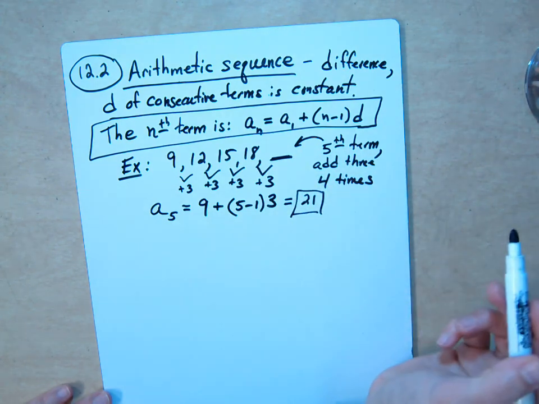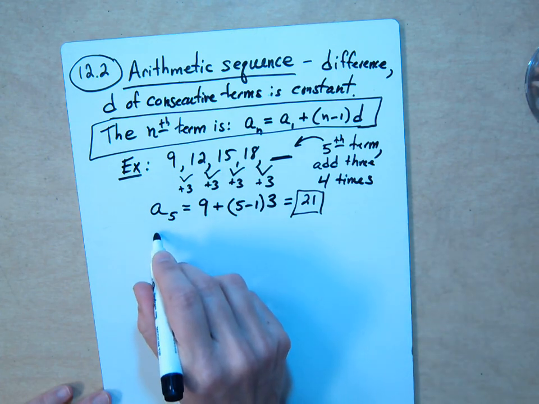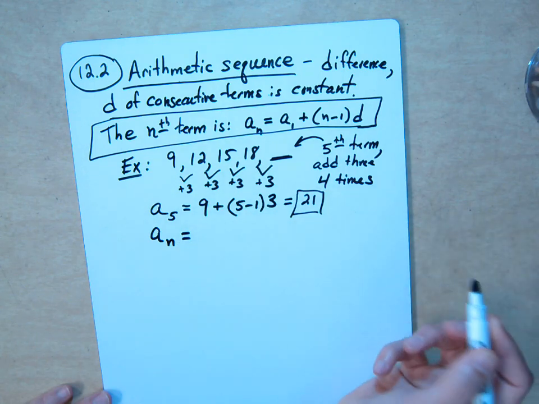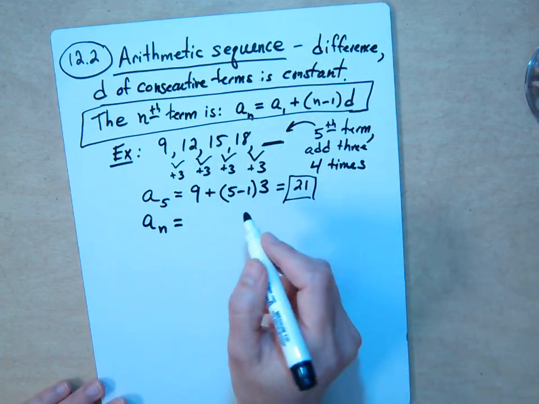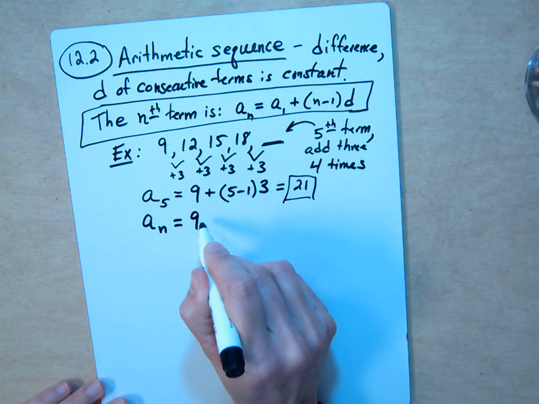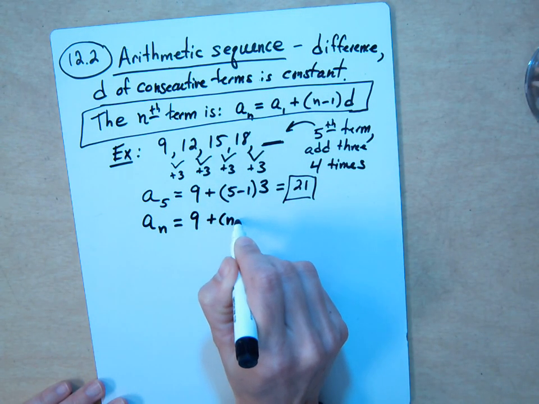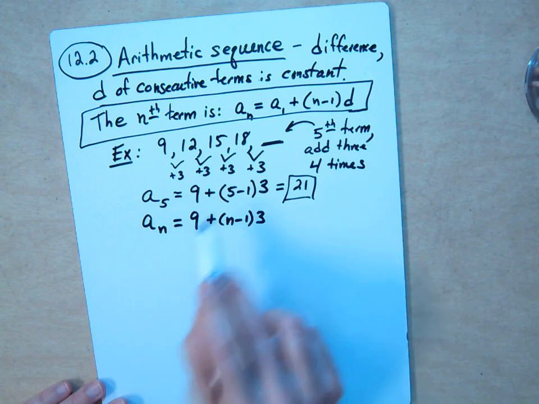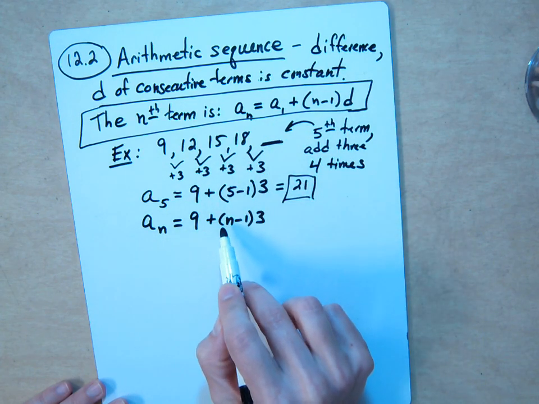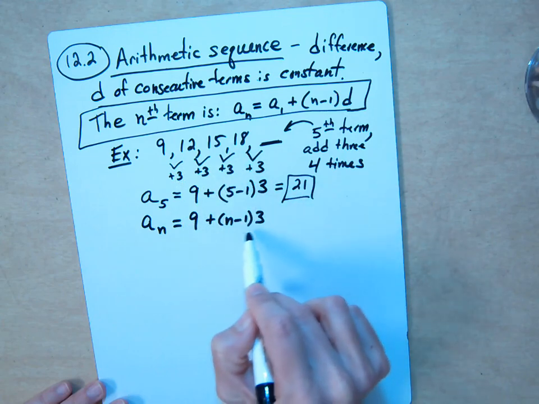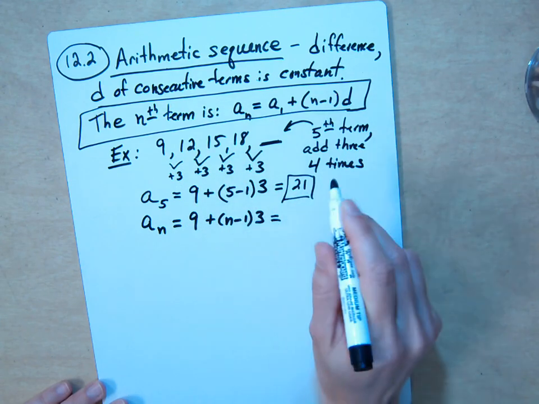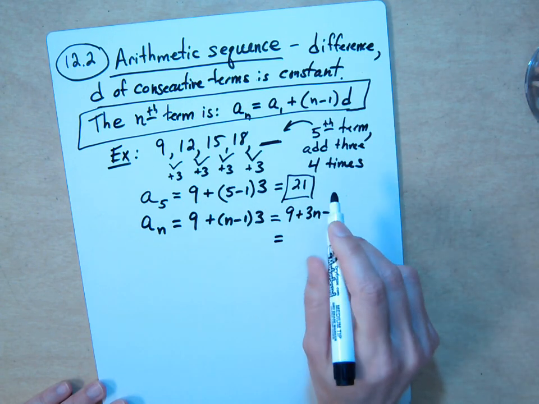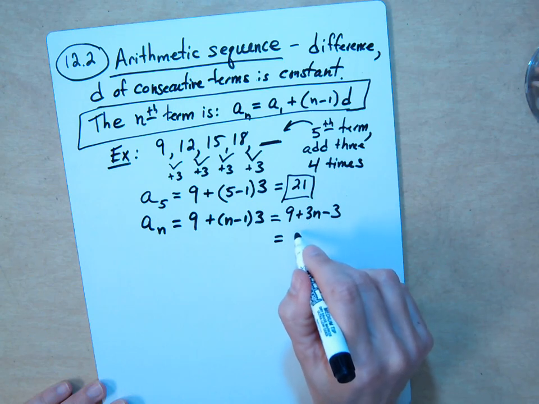Yes, that works. And better yet, if you want to find the formula, you can go like this. A sub n equals the first term, 9, plus n minus 1 times 3. You could use this technique on the quiz today if you like it. If you know the first term and you know the difference, you can do this, and watch what will happen. If I simplify this, I get 9 plus 3n minus 3. You have to simplify it, and you would get 3n plus 6.